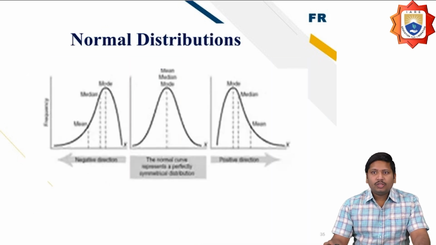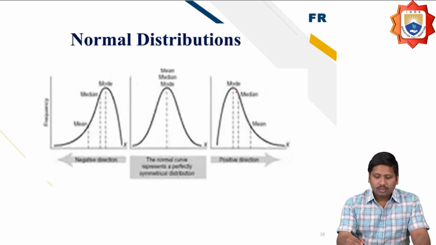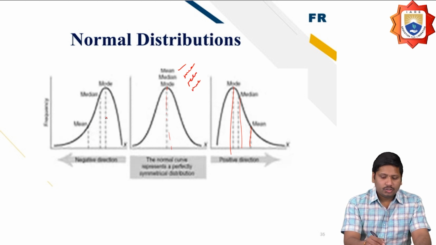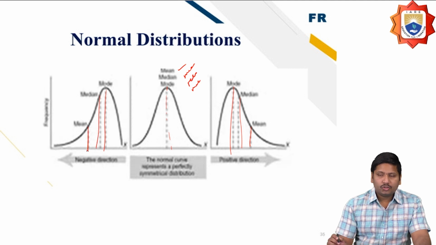And this should be the normal distribution curve, with different ways of representing it. For this curve this should be the mode, median, and this should be the mean. If it is symmetric, then the center of that line should be the mean, median, and mode. And for the negative direction it should be mode, median, and this should be the mean.